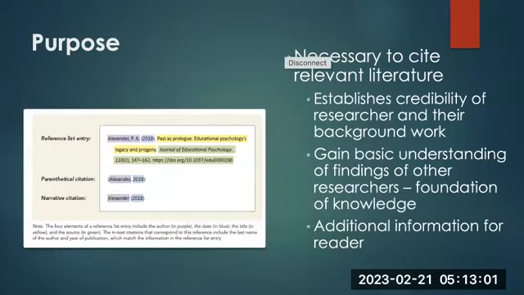Another purpose is to establish credibility of the researcher and background work. It helps you gain understanding of findings of other researchers. So again, it is a foundation of knowledge so that you don't have to start from zero. It provides additional information to the reader.